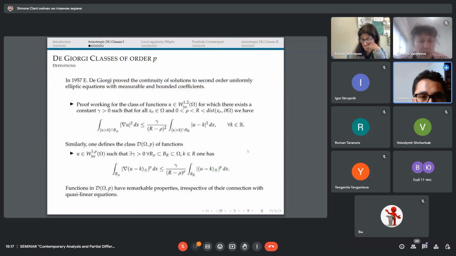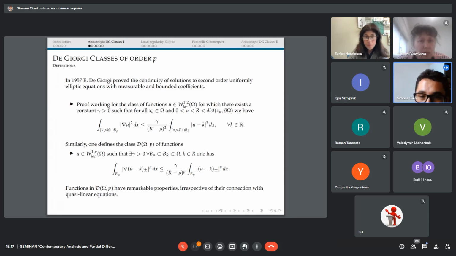So going back to the Giorgi classes, in 1957 Ennio de Giorgi proved the continuity of solutions for second-order elliptic equations with measurable and bounded coefficients. The year after, Nash also did it for parabolic equations, with two completely different ways of thinking. The proof of Ennio worked also for a class of functions which is enhanced in these energetic classes that nowadays bear his name, the Giorgi classes.